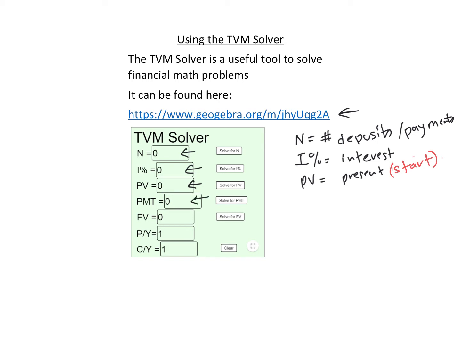Then we have payment. Payment is only going to be relevant if we are doing an annuity. So this is only for annuities. It's not for compound interest. Then we have FV, which is your future value. So that's what you have at the end.